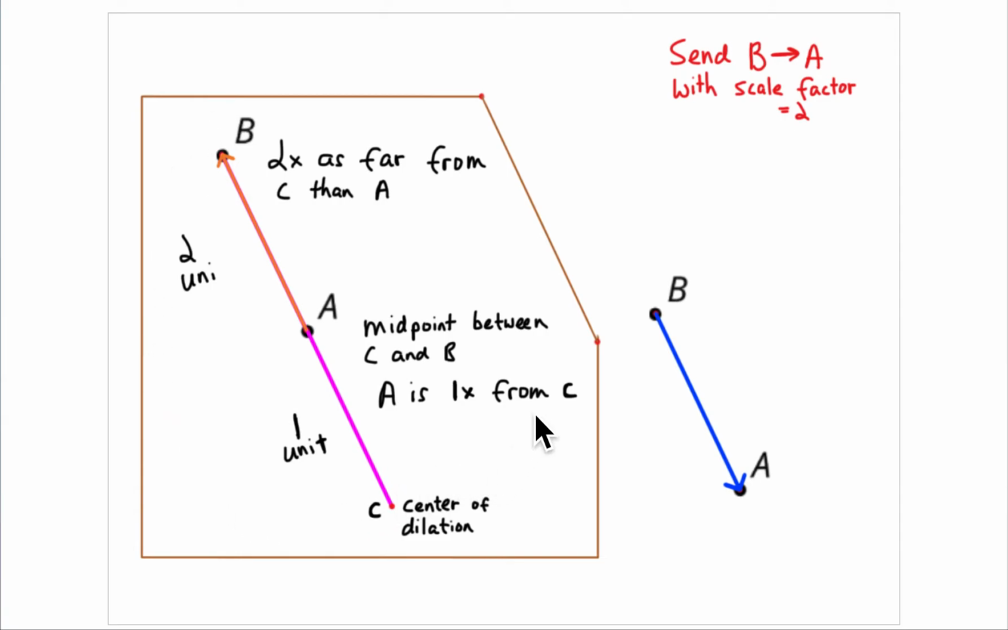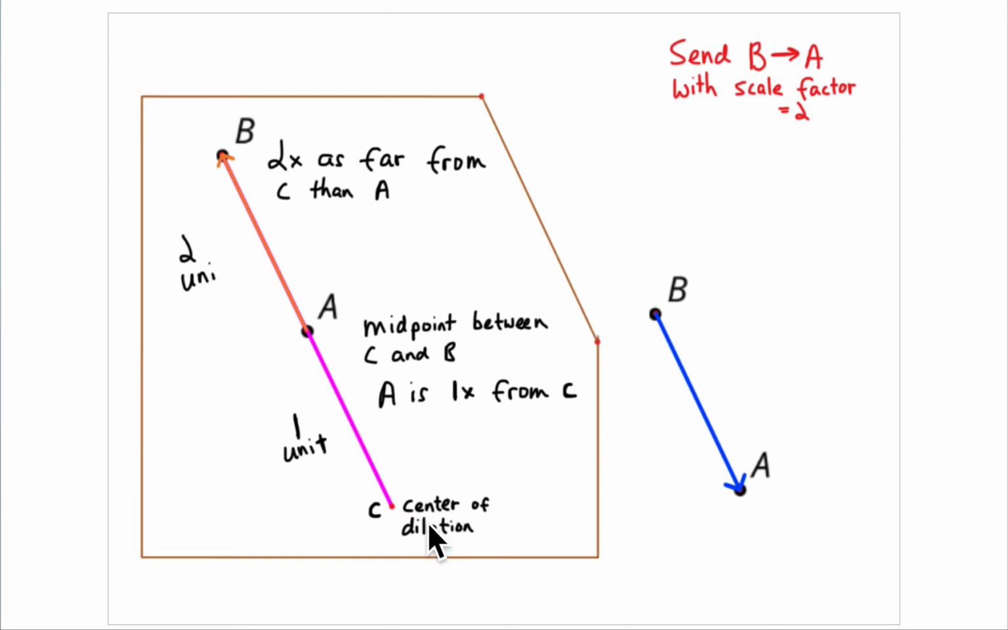So now what if you take this? Now this is not part of the activity, but I want to ask the question, what if you were sending image B to A with a scale factor of 2? It's the same idea. The center of dilation is going to be along this line, but now the center of dilation is going to be over here, because this becomes 1 unit, and this becomes 2 units. Because the scale factor is greater than 1, you're going to move away from the center of dilation.